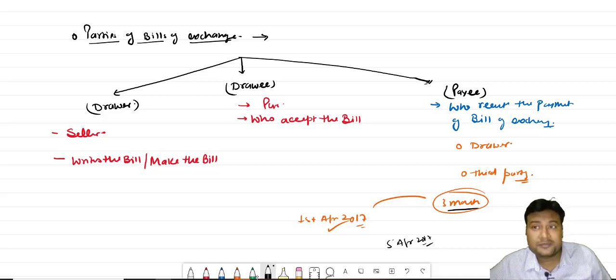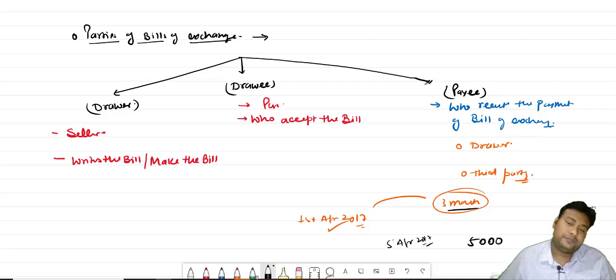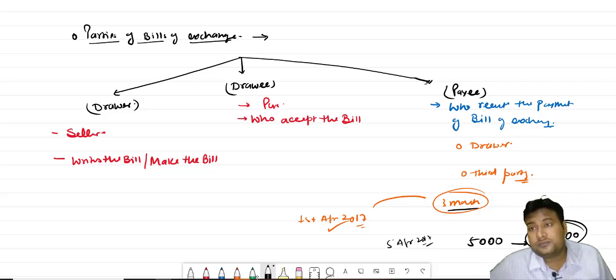Now here is the question: why will the bank take it? What is the profit of the bank? Because without profit there is no business. So if the bill amount is 5,000 rupees, the bank will always give less than 5,000. Suppose the bank gives only 4,800 and cuts 200 rupees as a discount. This 200 is the bank's profit, and I receive 200 less, it is my loss. But I need the money urgently, so I take 4,800 rupees from the bank and do my work.